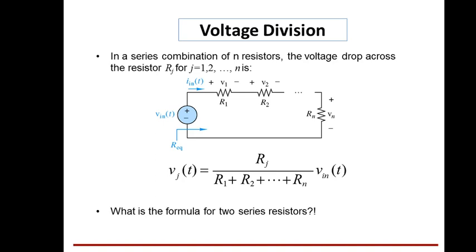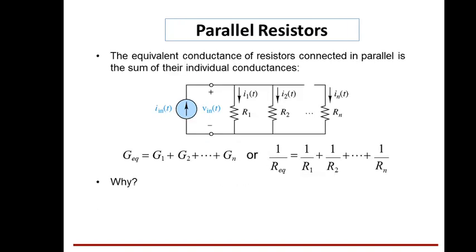Now, in this way, voltage is divided, but current is the same because all are connected in series. Similarly, we'll see the parallel circuit, and in that the voltage is the same. Already we know that because those parallel branches are connected between only two same nodes. The equivalent conductance of resistors connected in parallel is the sum of their individual conductances. Already we know, in the last video I explained about this.